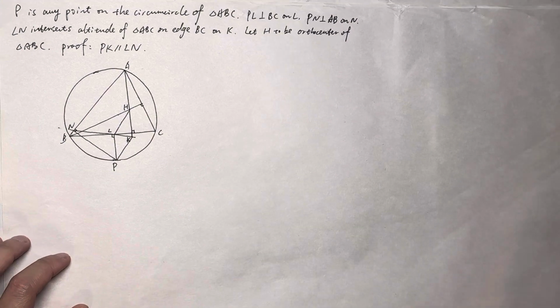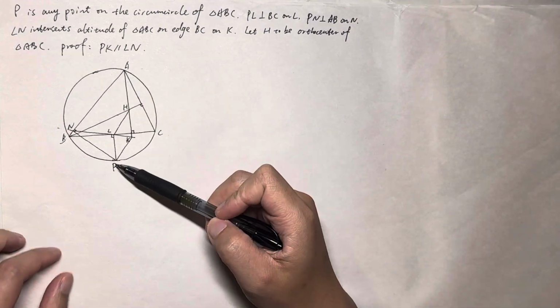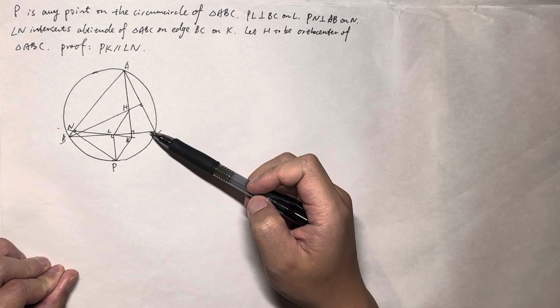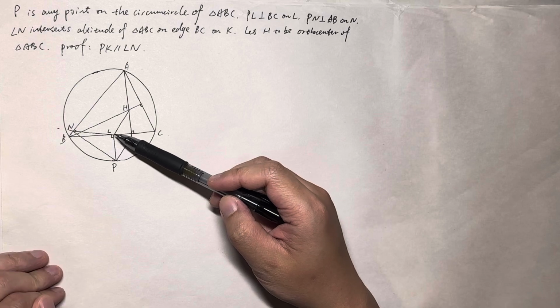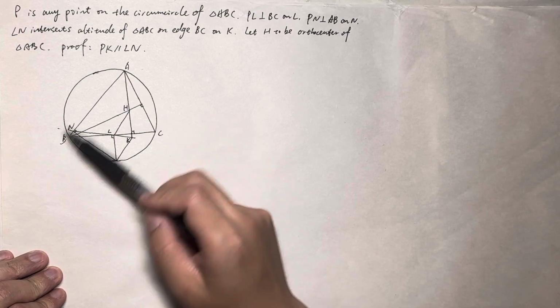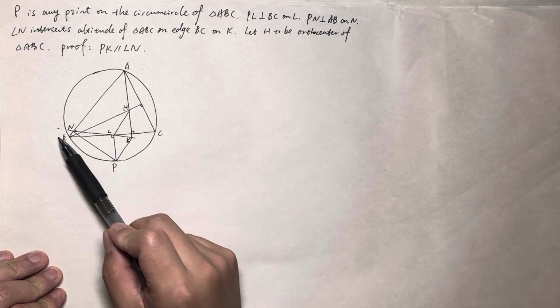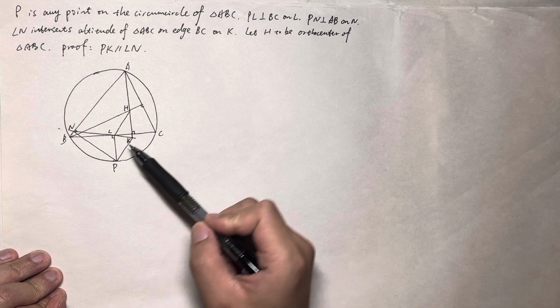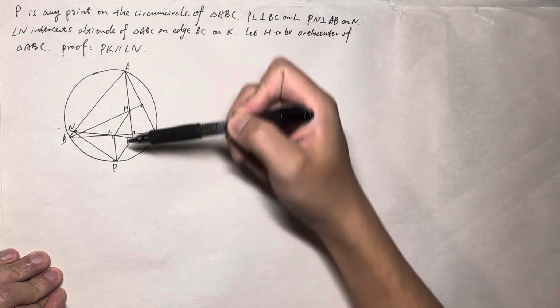Here is the problem. P is any point on the circumcircle of triangle ABC. PL is perpendicular to BC at L. PN is perpendicular to AB at N. LN intersects the altitude of triangle ABC on edge BC at K.